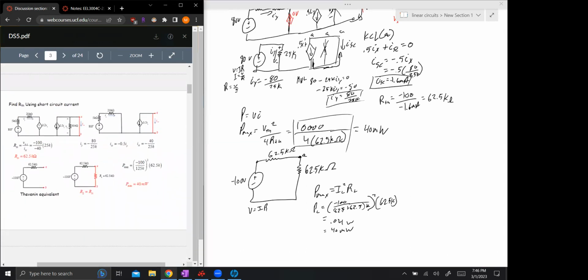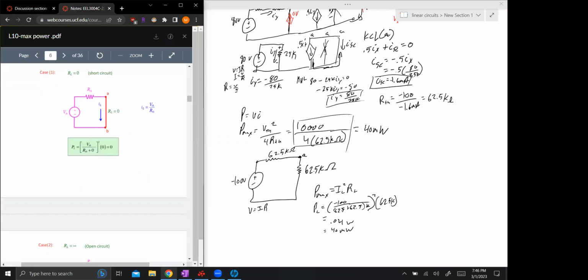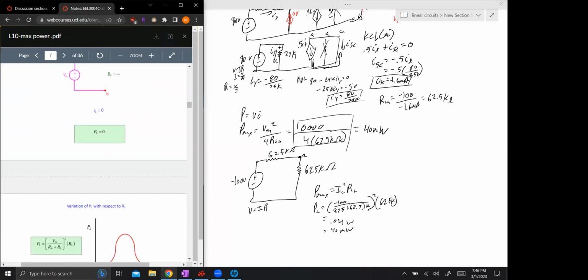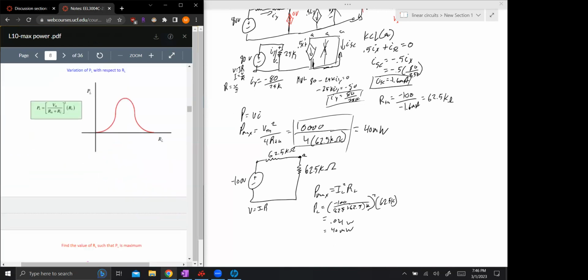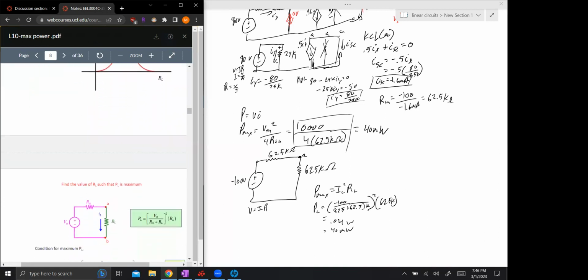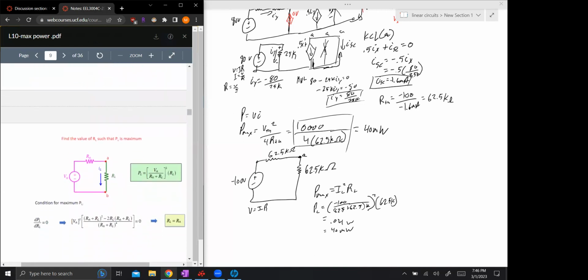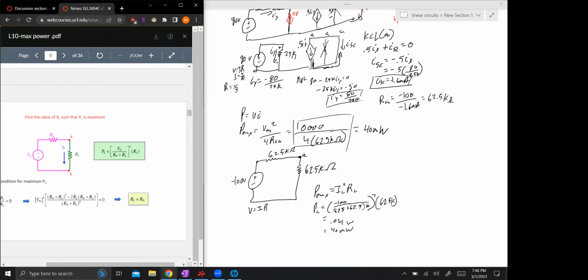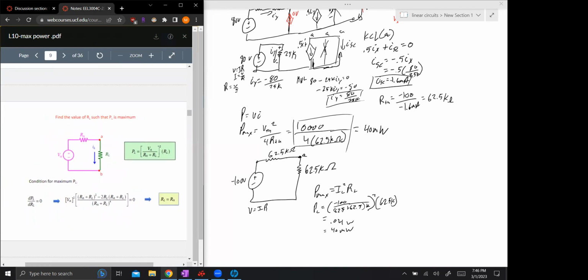Where's the notes? So if we want to find the value of RL such that PL is the maximum, I don't think we're going to have to do this ever. Oh yeah, because look at this, it's the same. Duh. RL is equal to R Thevenin. That's what we would need.